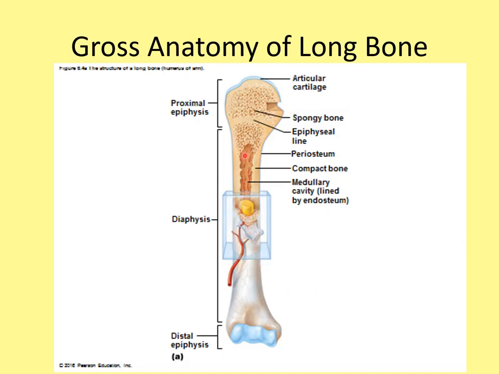You do have the medullary cavity in the middle here of the long bone that is going to be filled with marrow. It could be either yellow marrow or red marrow. And then right here, the epiphyseal line, this is where you have the growth occurring in this way towards the ends of the bone.